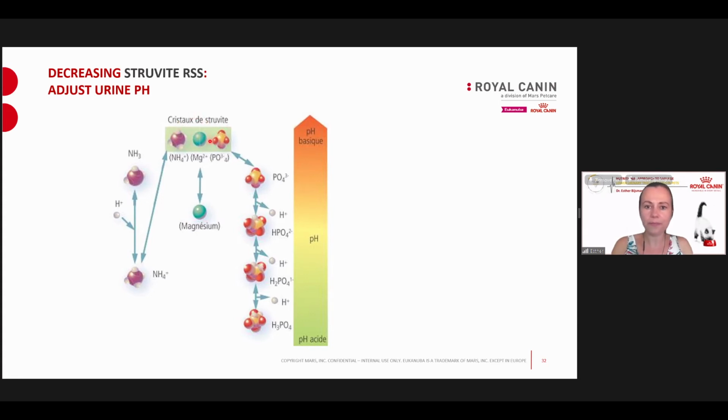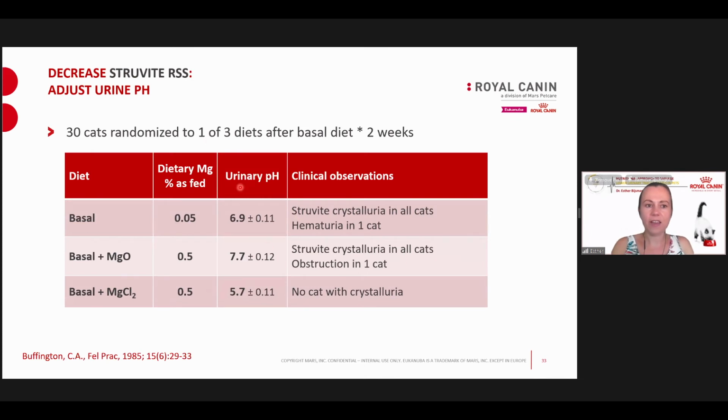and ammonium. And this has been tested in a study in which 30 cats were randomized to one of three diets for 2 weeks. This study tried to figure out what was actually more important, the urinary pH or the magnesium content of the diet. So both diets contained similar amounts of magnesium. This one contained 5% magnesium as fed, and this one contained the same amount. But this magnesium salt is acidifying, so urinary pH was 5.7, and this salt is alkalinizing, urinary pH is 7.7. And the basal control diet had low levels of magnesium and neutral urinary pH.